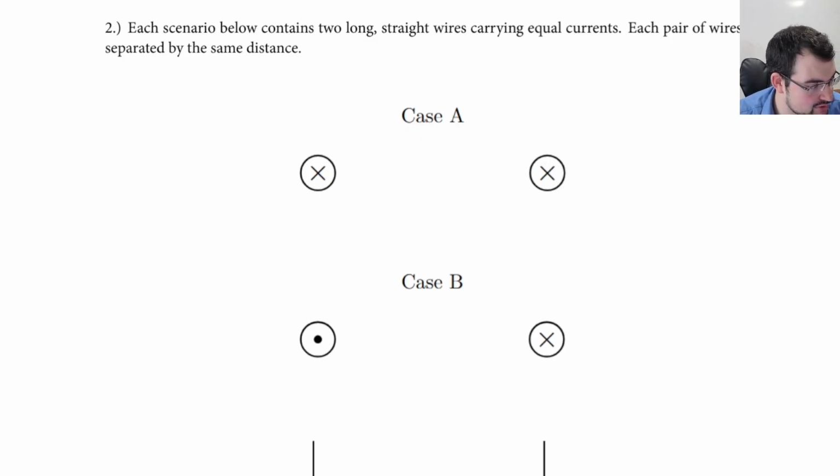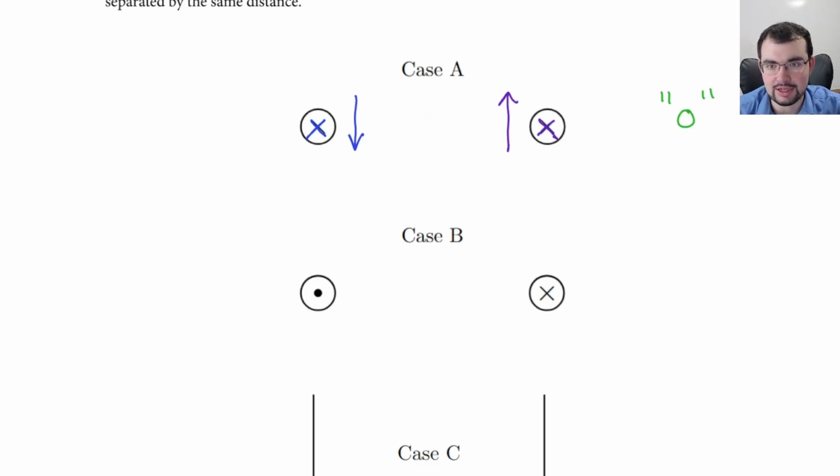So let's draw our arrows first. So we'll do the left wires here. All right, so into the page means we're going to circulate clockwise. So I'm just showing that on this side, we get a downward field there. Same idea, we also circulate clockwise around this one, so we get fields that point up. So we can already see what will happen in this case, that our net B field is going to be effectively 0, because the up arrow and down arrow exactly cancel.